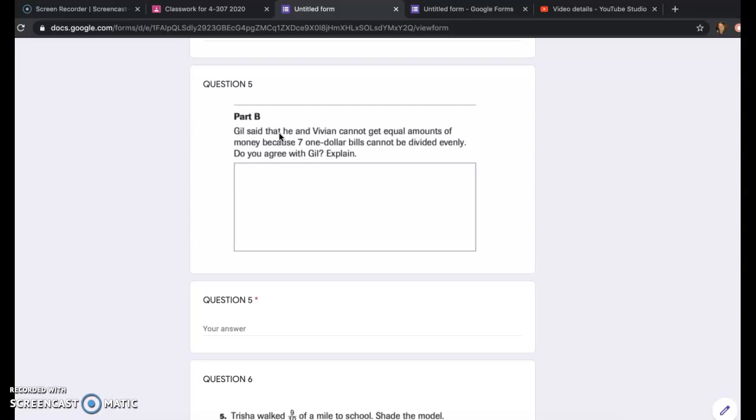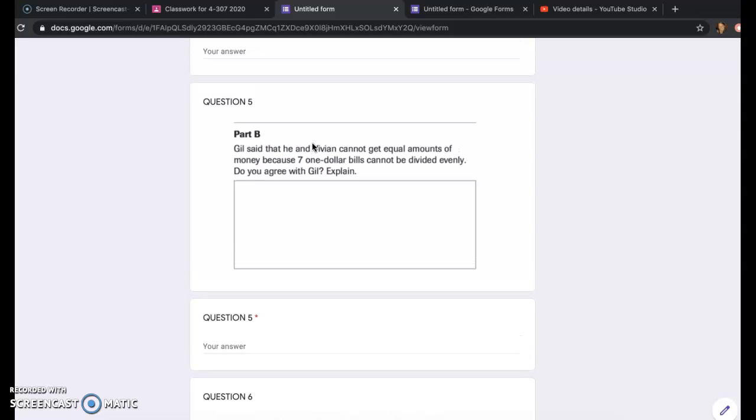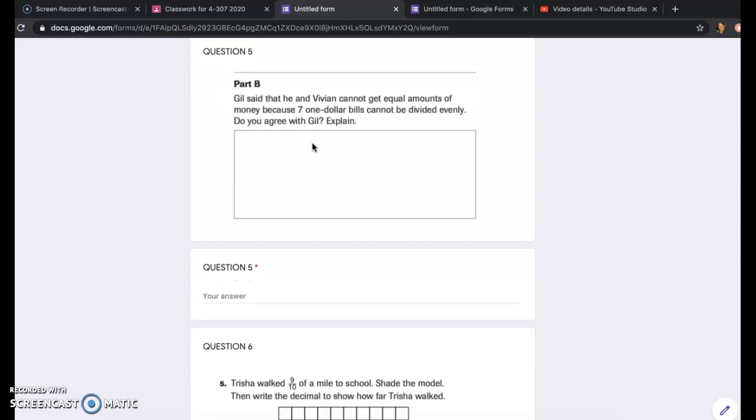Part B, or question 5. Gil said that he and Vivian cannot get equal amounts of money because 7 $1 bills cannot be divided evenly. Do you agree with Gil? Explain.